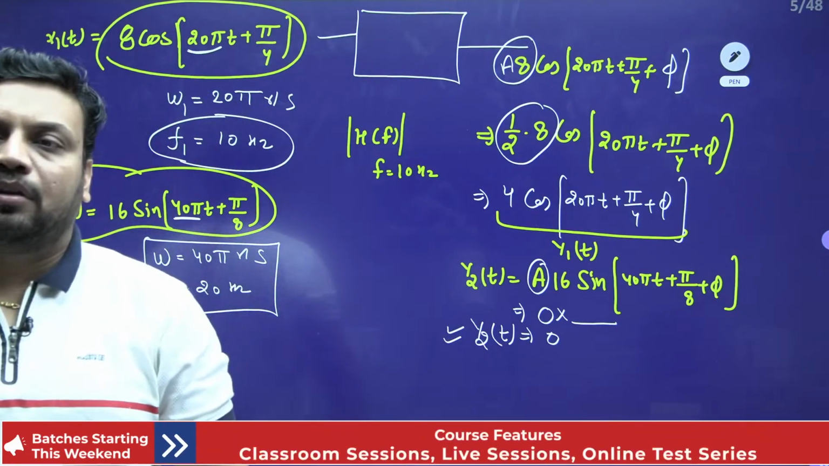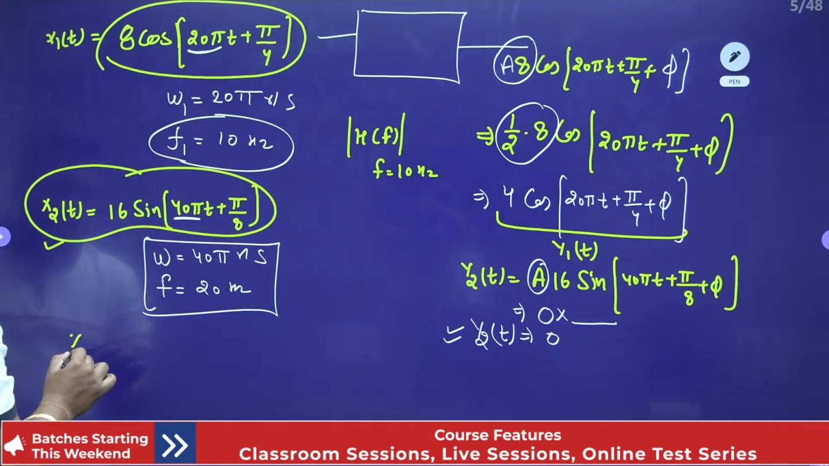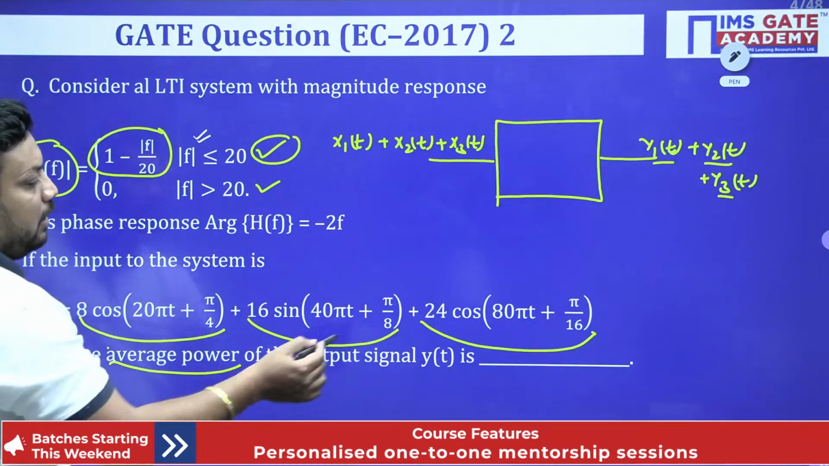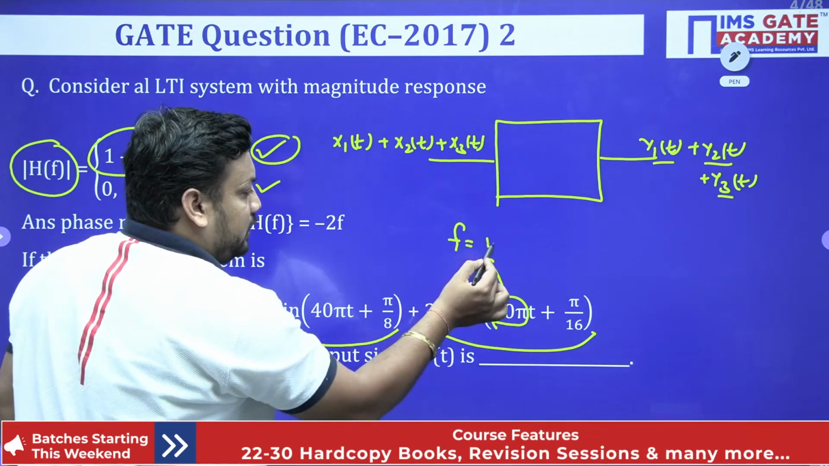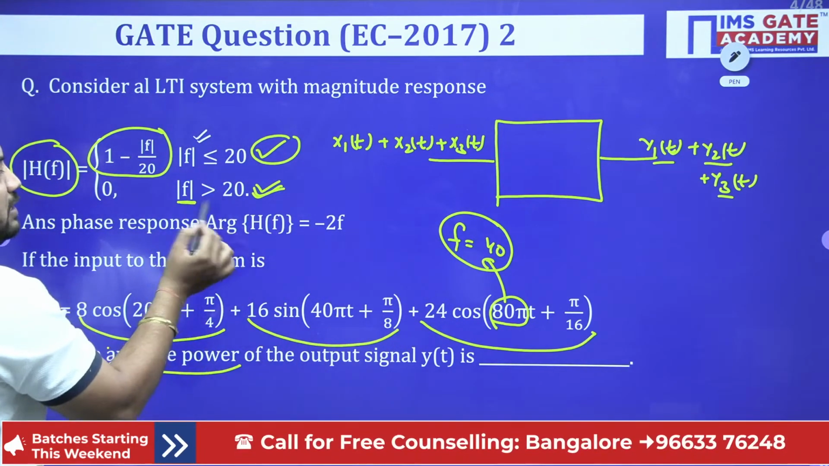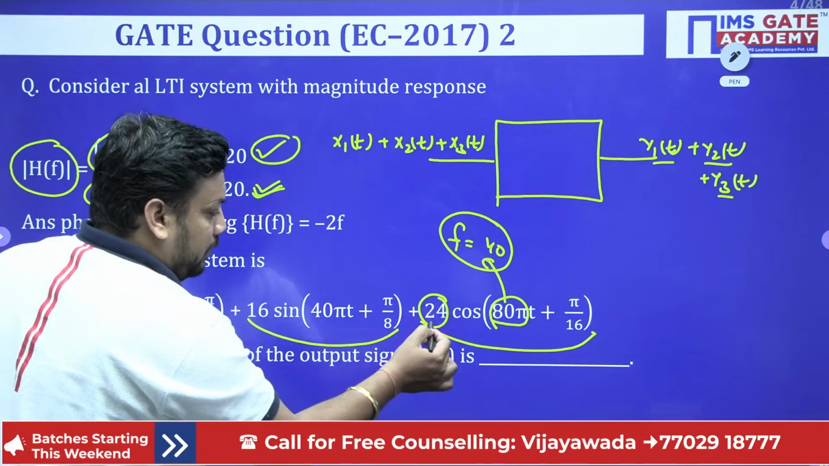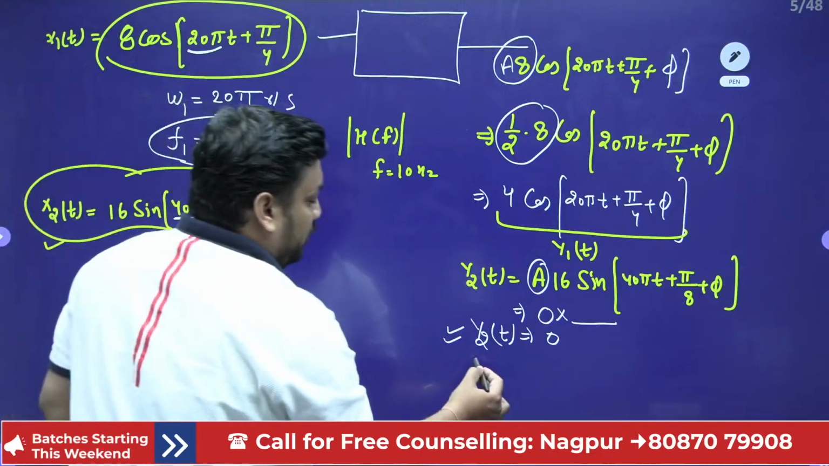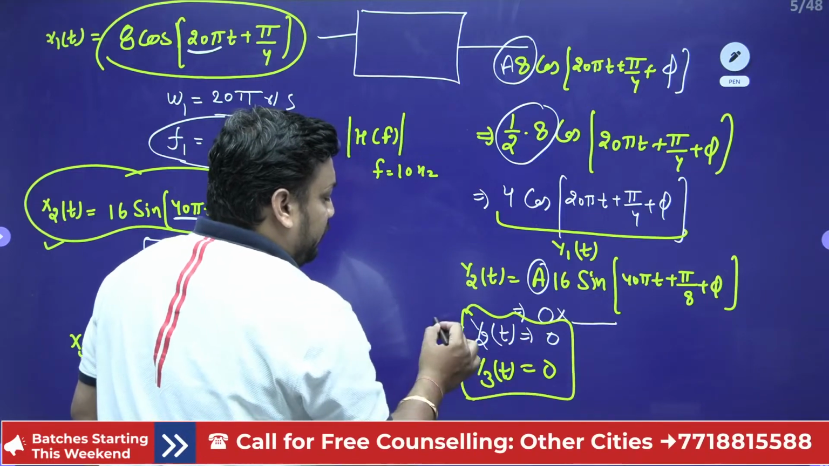Yes or no? Very nice, Vedai beta, very nice. Remaining two terms 0, it means x2t is also 0. And if I talk about x3t, we have to check the frequency only, because the frequency is 80 pi. It means the frequency in hertz will be what, guys? 40. Because it is 40, it will lie in this category, and whenever frequency is greater than 20, the magnitude is 0 only. It means this complete term is multiplied with 0. So 0 into 24 is nothing but 0. It means y3t is also equal to 0. Very nice, beta, very nice. I am very happy that you already got this point. So y2t and y3t will remain 0.